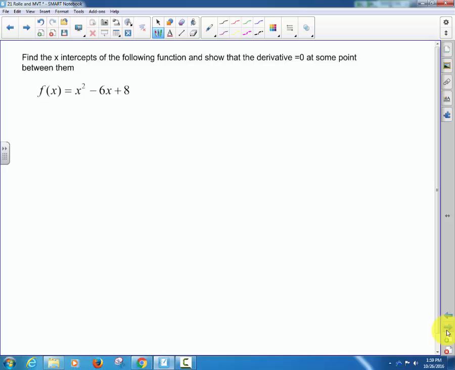Find the x-intercepts of the following function and show that the derivative equals 0 at some point between them. Okay? So, find the x-intercepts. What does that mean? Yeah. Find the x-intercepts. Says we're going to set this thing equal to 0. x squared minus 6x plus 8. Find the x-intercepts, okay? I'm not going to help you with that for a minute. Let you get there on your own. Those of you that subtracted 8 from both sides and then factored out an x, just kind of quietly without making any fuss, erase what you did and start over.